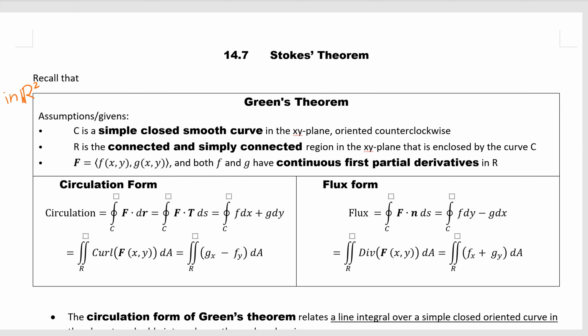And F is the vector field. Both the component functions have continuous first partial derivatives in R. We have two forms, the circulation form and the flux form. So circulation, let me draw a picture here. This is curve C, this is the orientation. For circulation, we want to measure how much the vector field is going in the direction of C, so along C, going in that direction.